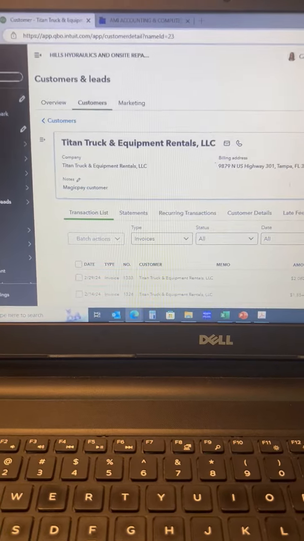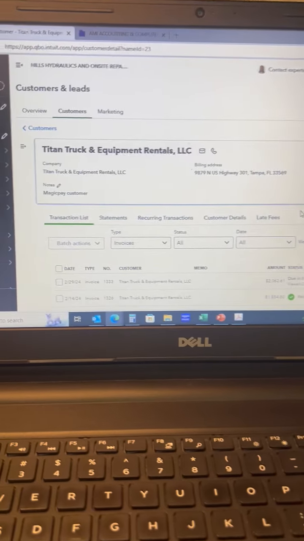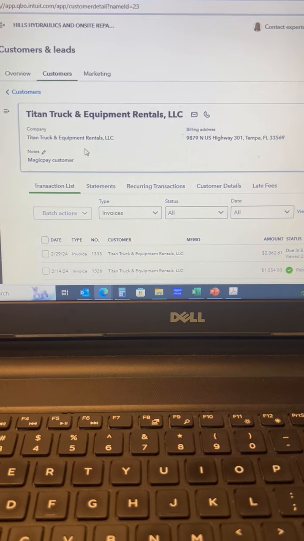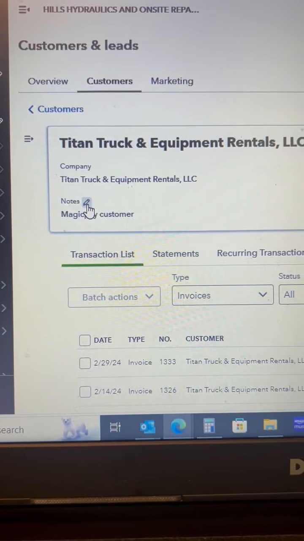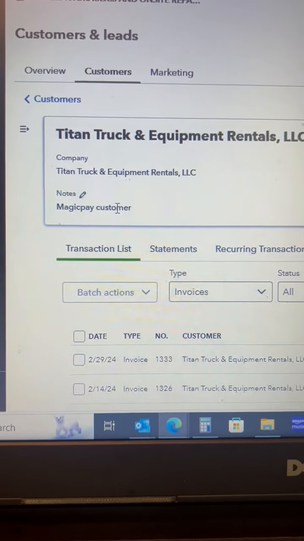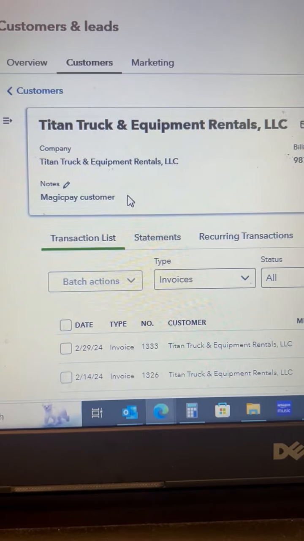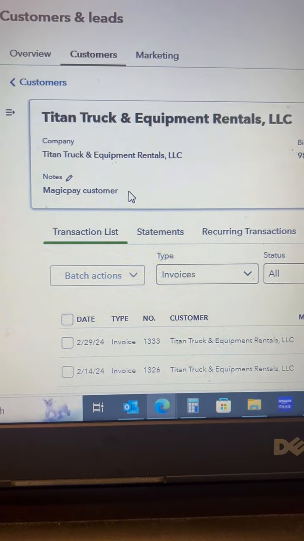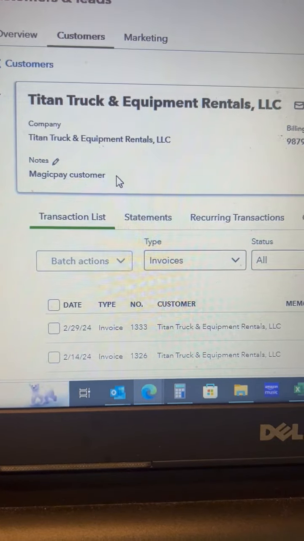Here's the deal. Inside QuickBooks Online, if we go to my biggest credit card customer here, Titan, what happened was right here under notes, this is where I keep a lot of my serial number information, oil filter information, all that good stuff. As soon as they ran the first transaction through Magic Pay, this popped up in here and deleted all of my prior information that I had in there.